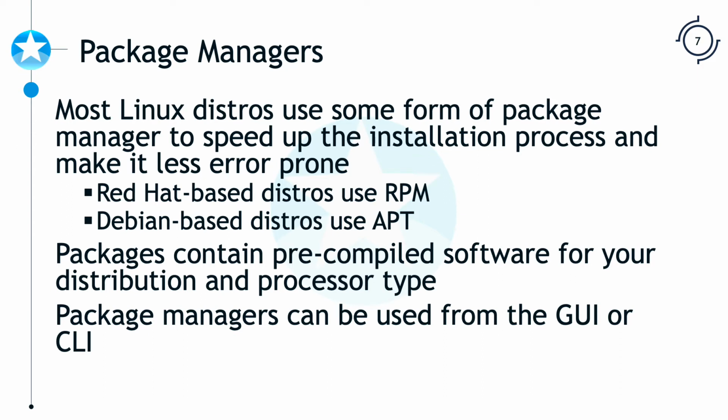And of course, different distributions are going to have different package managers. With Red Hat, we have RPM, the Red Hat Package Manager. And on Debian and Ubuntu, Ubuntu is Debian based, we have apt. So the packages contain pre-compiled software. The nice thing is it's going to be much faster. We don't have to recompile every time we install. Someone has done that for us. Makes it much, much, much faster.